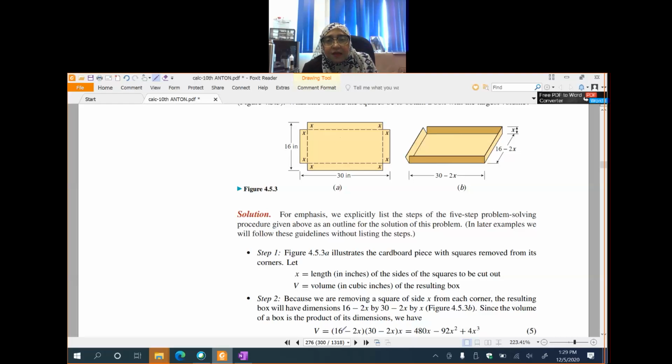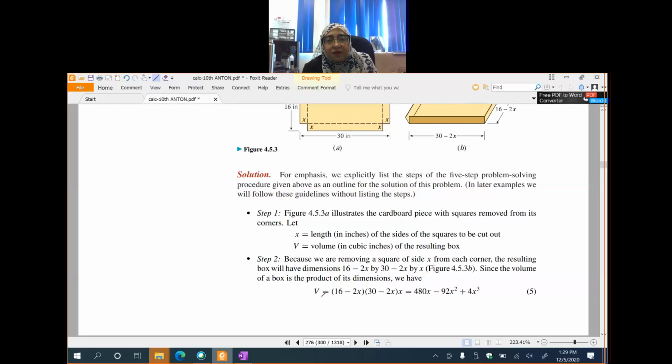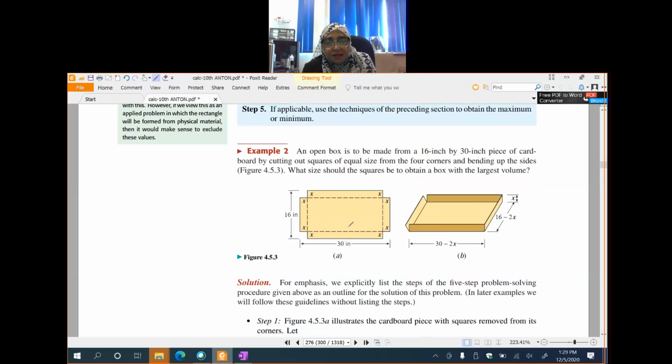For the dimensions, we have V equal to this one. V is volume. From the cardboard or from the box, we know that the volume is given by this equation. And then the problem asks us to get the largest volume. The size would be the square. So the question asks us to find the x.